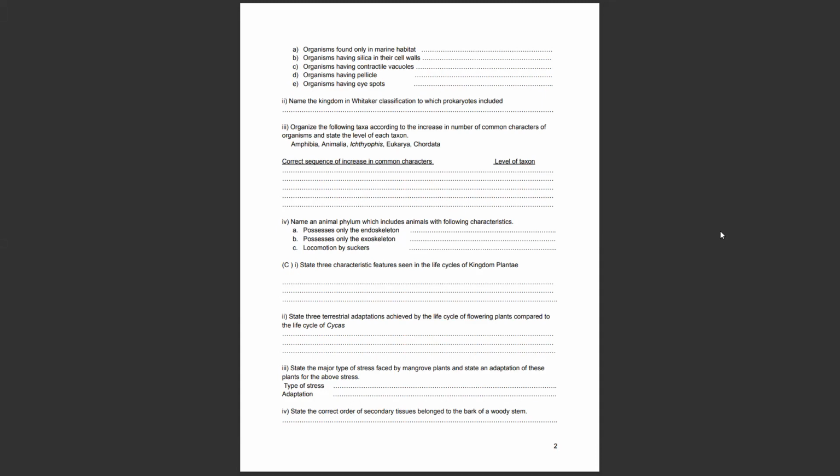Then Roman number 2, state 3 terrestrial adaptations achieved by the life cycle of flowering plants compared to the life cycle of seedless plants. Formation of pollen tube. Then formation of flower. Double fertilization. Seeds are enclosed in fruits. Those are the adaptations shown by seed plants for the terrestrial life. Any three answers give 3 marks. Correct answers give 3 marks.